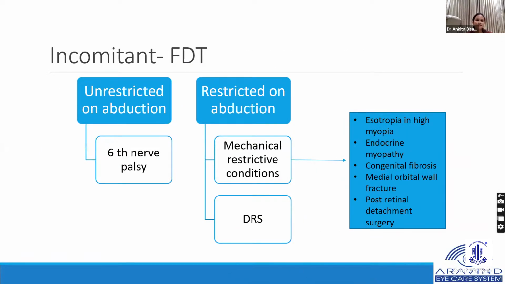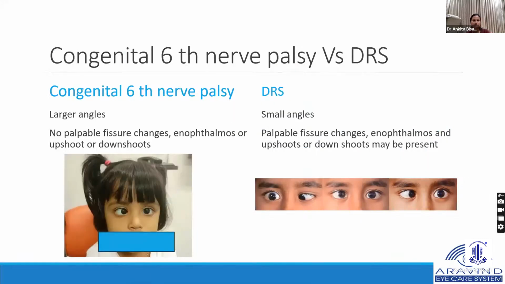In any incomitant strabismus, a forced duction test can easily be done, and it can help. If it is unrestricted on abduction, then a diagnosis of 6th nerve palsy can be made. If it is restricted on abduction, then mechanical restrictive conditions can be thought of, or it could be DRS. There is always confusion between congenital 6th nerve palsy and DRS, but congenital 6th nerve palsy usually presents with very large angles, and there will be no palpebral fissure changes, enophthalmos or shoots, which are commonly encountered in DRS with smaller angles.